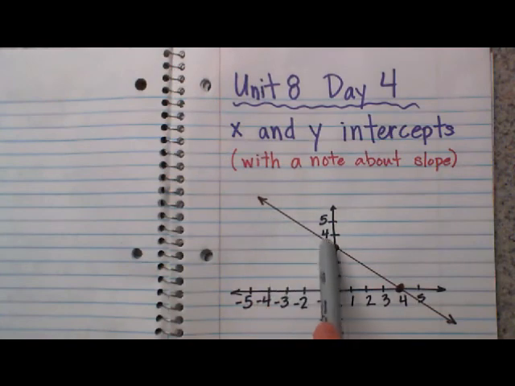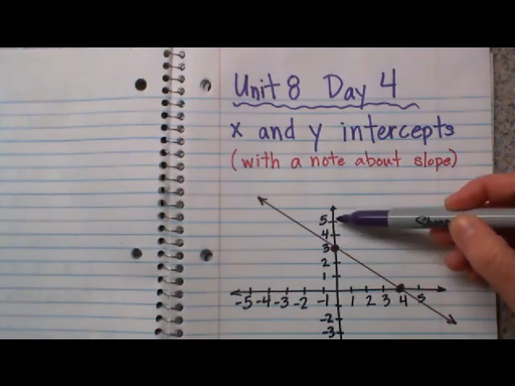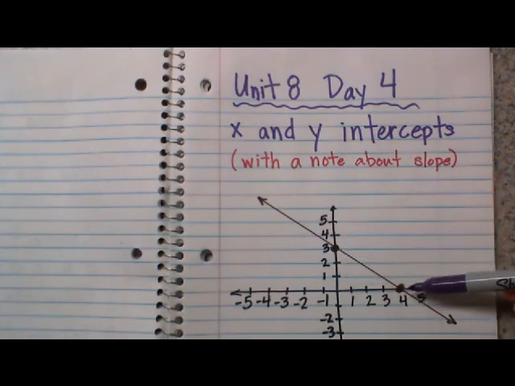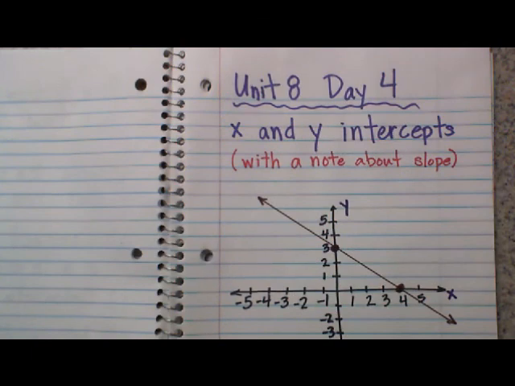If I have a line, like this one right here, that crosses both the y-axis and the x-axis, we can talk about the intercepts. The intercept is where it crosses the axis. So right here, this point is the y-intercept, where it crosses the y-axis. This point is the x-intercept, or where it crosses over the x-axis. And I can see right now I need to put my x and my y right there.